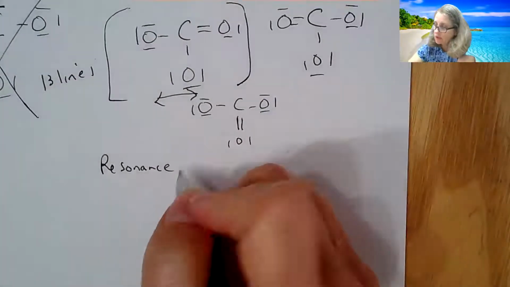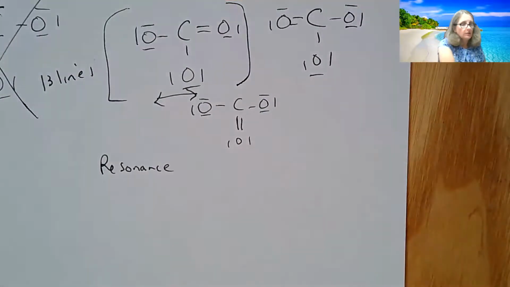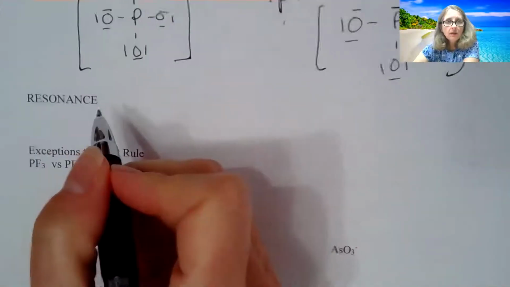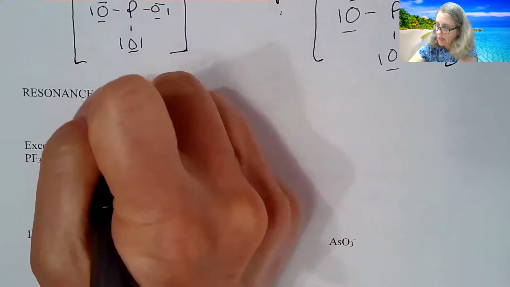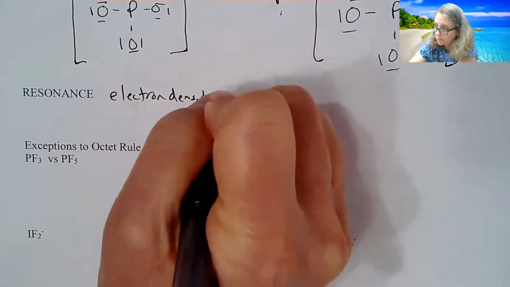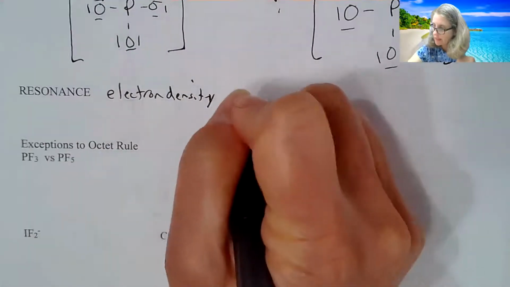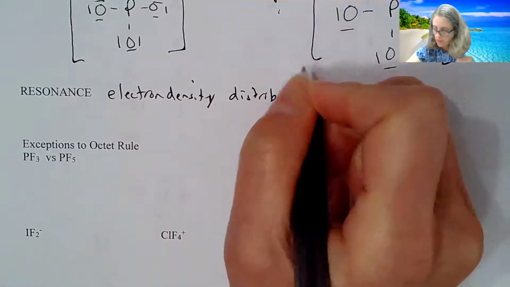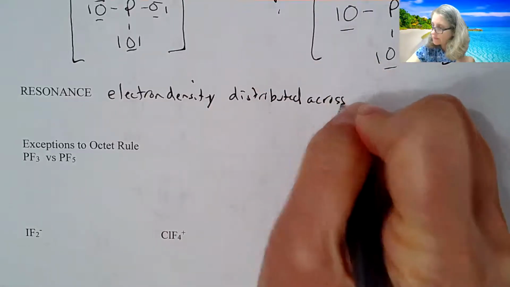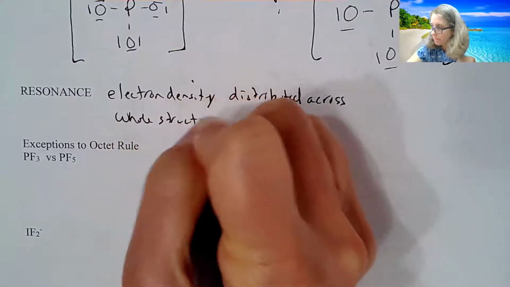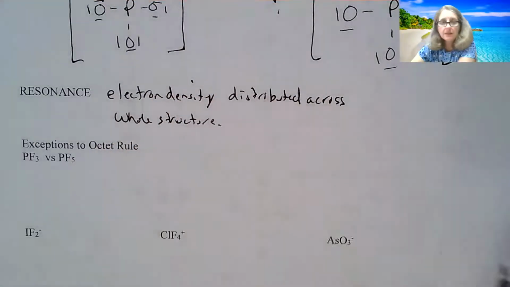So I want you to write down on your notes here, okay? Resonance, okay? Resonance is the electron density is distributed across the whole structure. That's really what resonance means.